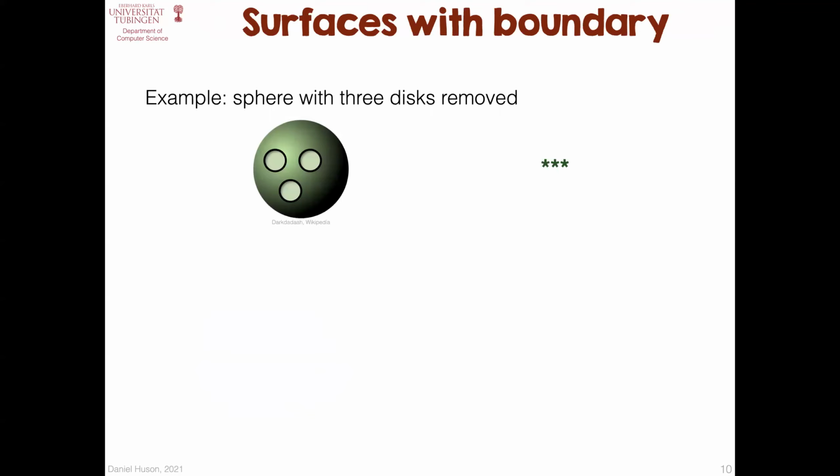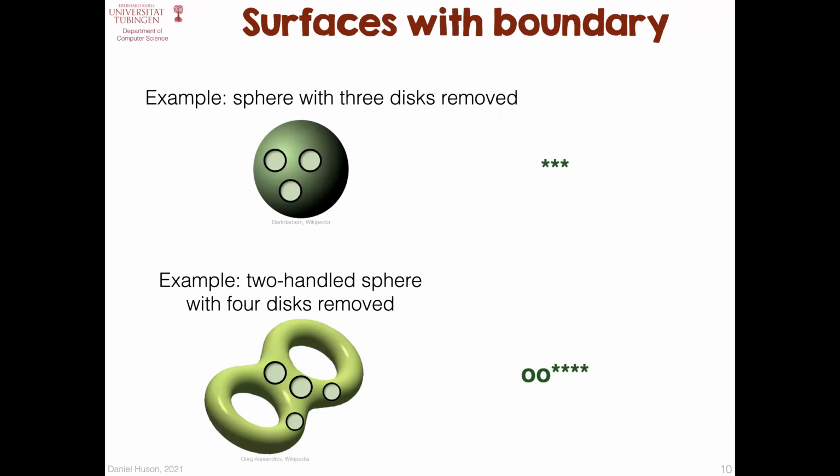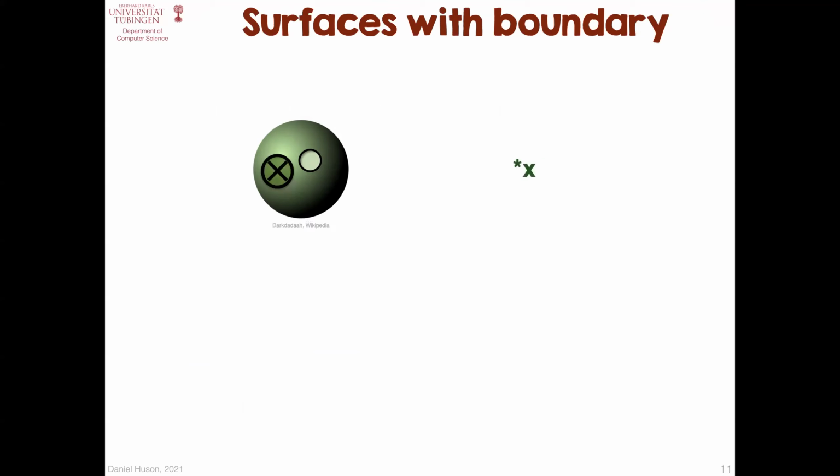Now, what about surfaces with boundary? Here's an example of a sphere with 3 disks removed, and in Conway's notation, that would be 3 stars. There's a star for each boundary component. Here's a 2-handled sphere with 4 disks removed, so this would be ring, ring, 4 stars. And here's a non-orientable surface with a boundary component, so this would be star cross. And this is, if you think about it, the Möbius strip again.